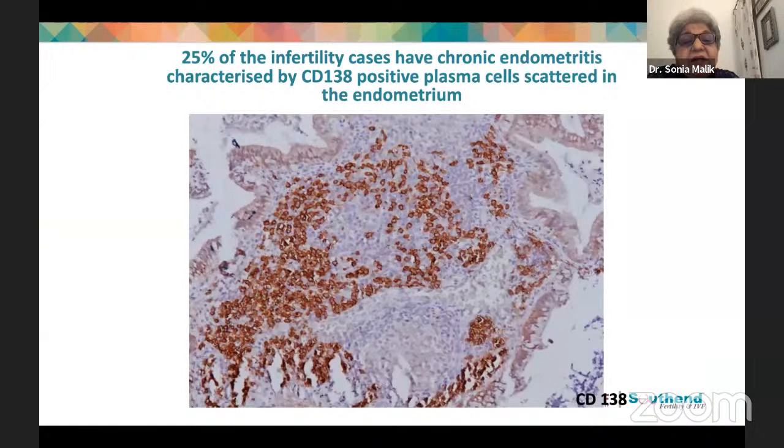But clinically, what is easily available is basically looking at the immunohistochemistry, which actually tells us the presence of plasma cells in the endometrium. So CD138, if it is positive in the endometrium, then it is a case of chronic endometritis. And in addition to that, if you find PCR positive or if you find other granulomas, etc., then you can be sure that this chronic endometritis is actually tuberculosis.